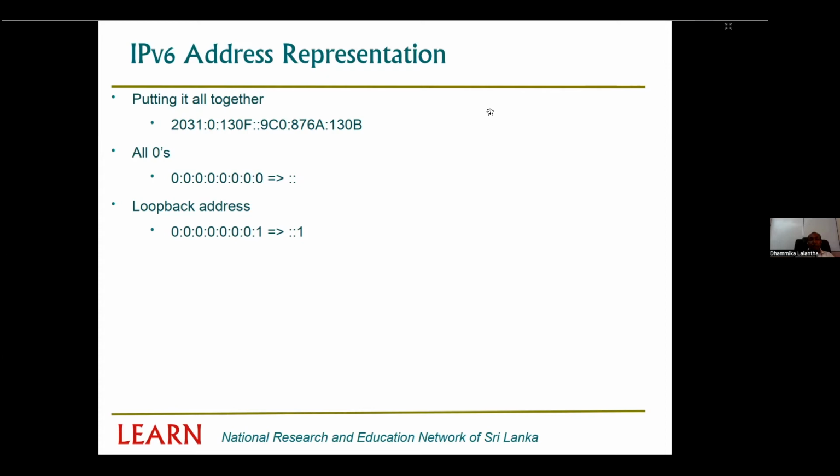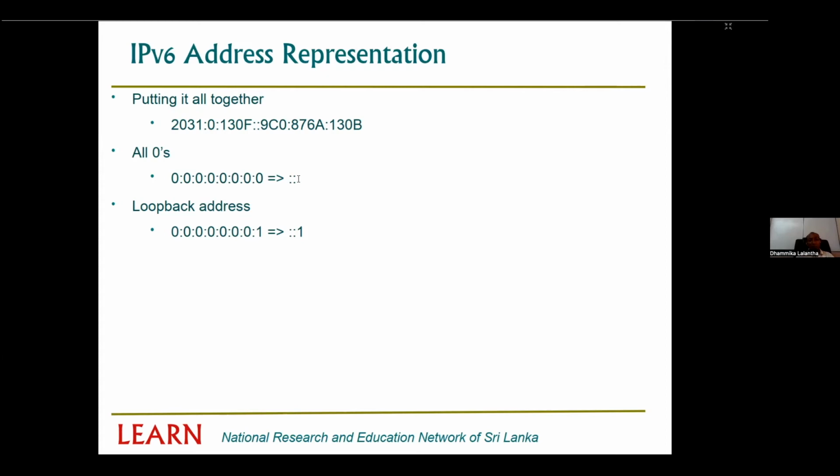And it's about special addresses like all zeros. In IPv4, all zeros is represented as 0.0.0.0. So in IPv6, we can compress this into a double colon. So all zeros will be represented as a double colon.